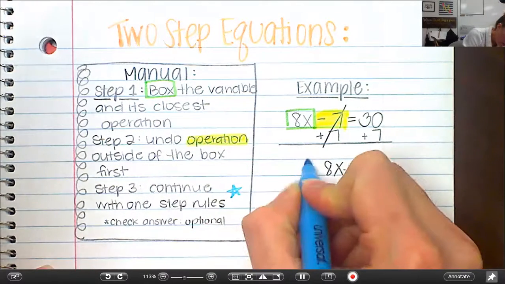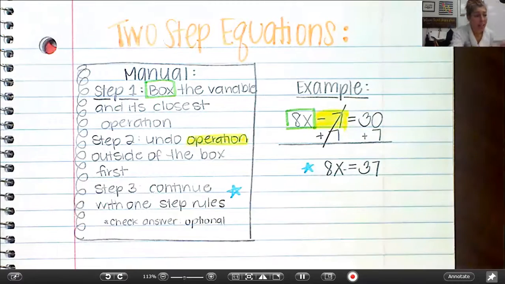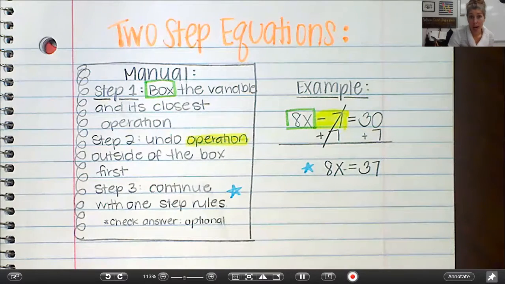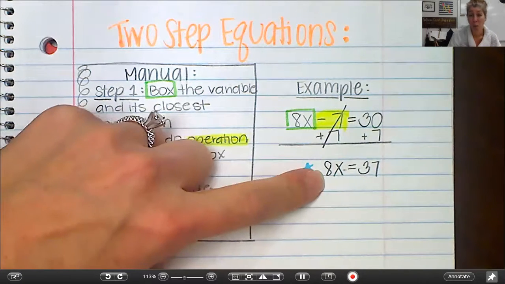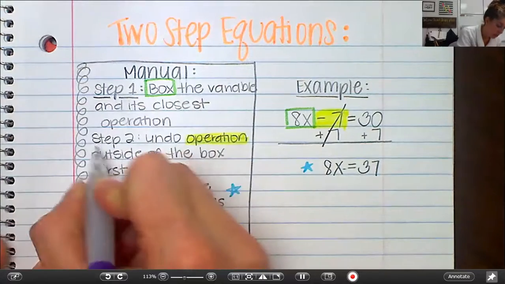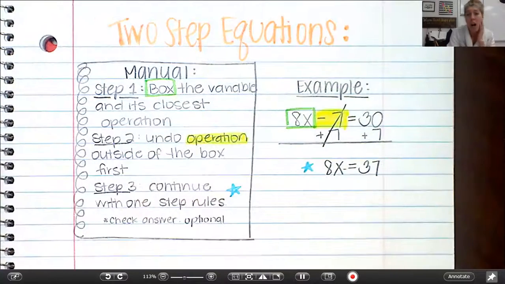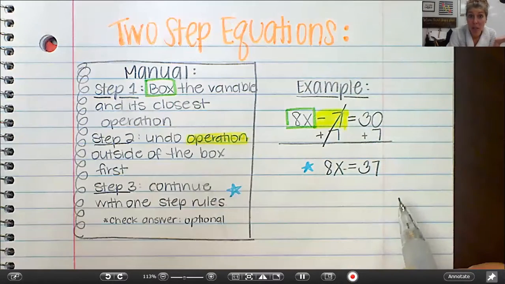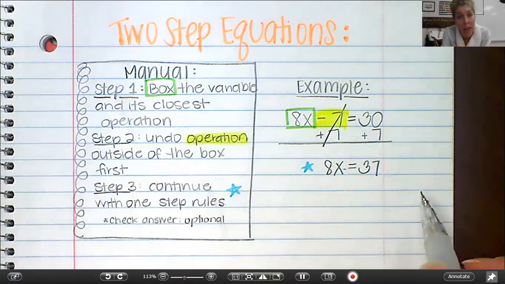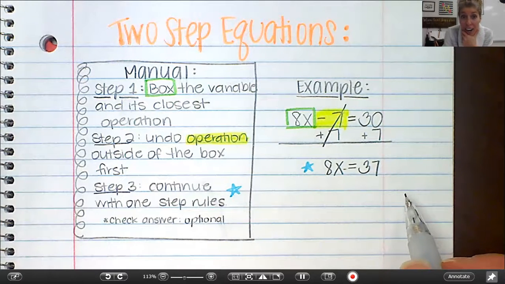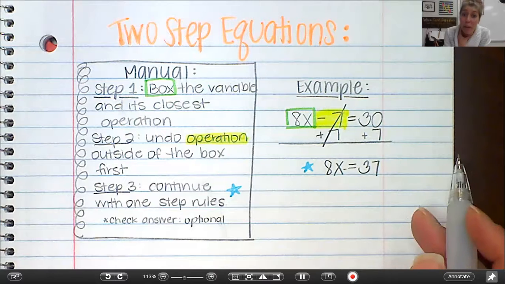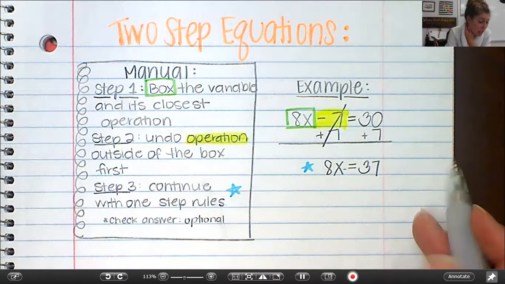Continue with one-step rules, right? Now I say that because we are back to a one-step equation. I've got one inverse left. Do this. And that's all we have to do, right? It's just like before. Now I know it's been 2.5 weeks or 3 weeks or whatever it's been. It feels like a long time. So I know we're a little bit rusty there too. So again, going pretty slow.